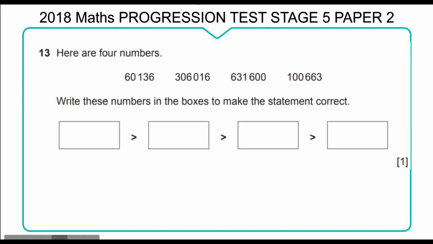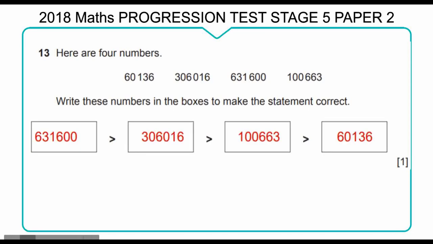Let's review the answer. So we got 631,600, because these are 6 digits. Next is 300,000 and something, and next is 100,000, and the last is 60,000. So this is 5 digits. This is 6 digits, 6 digits, 6 digits.